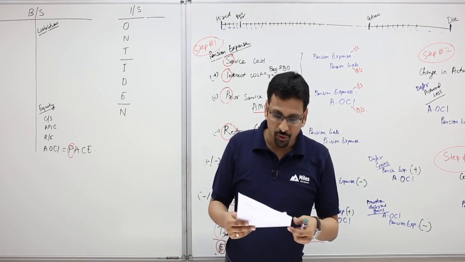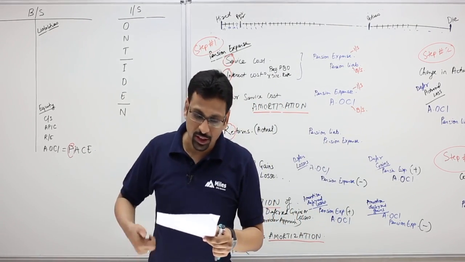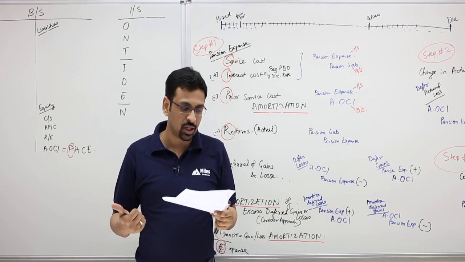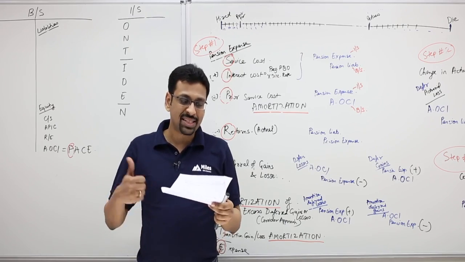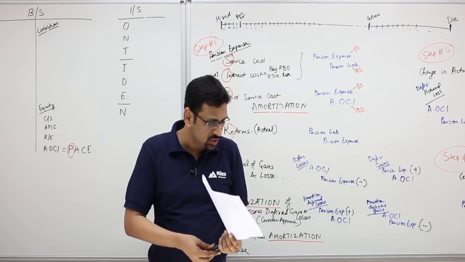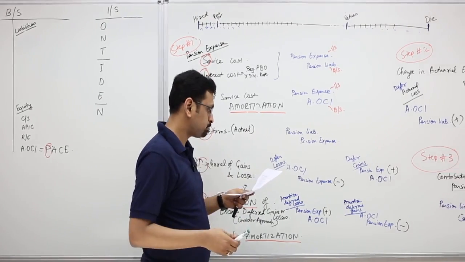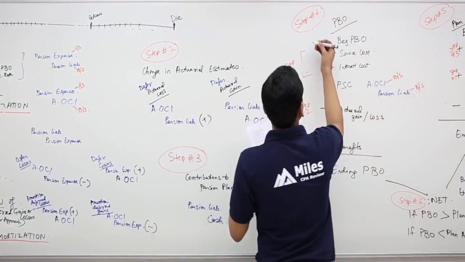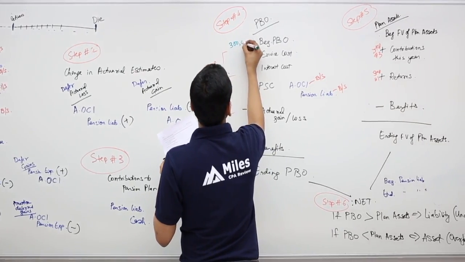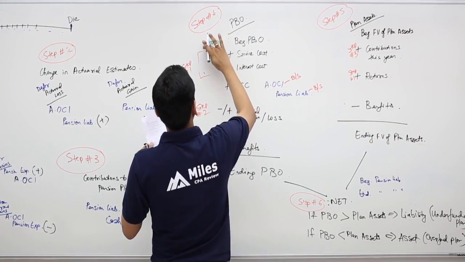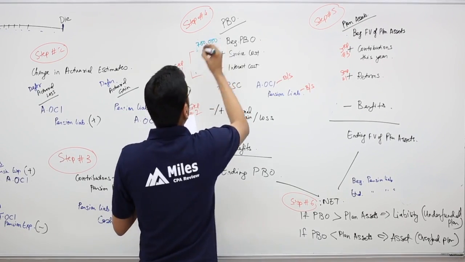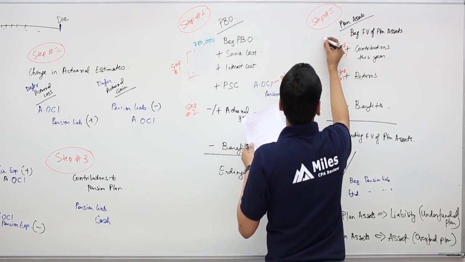Now, the additional information, Jan 1st, year 1, that's the beginning of the year. They had fair value of plan assets, $300,000, PBO, $700,000. So let's put these numbers in place. Sorry, the beginning PBO was 700. And the beginning fair value of plan assets, that was $300,000.